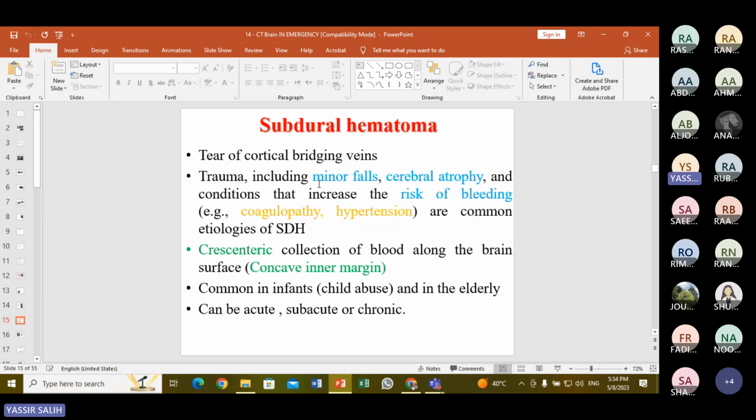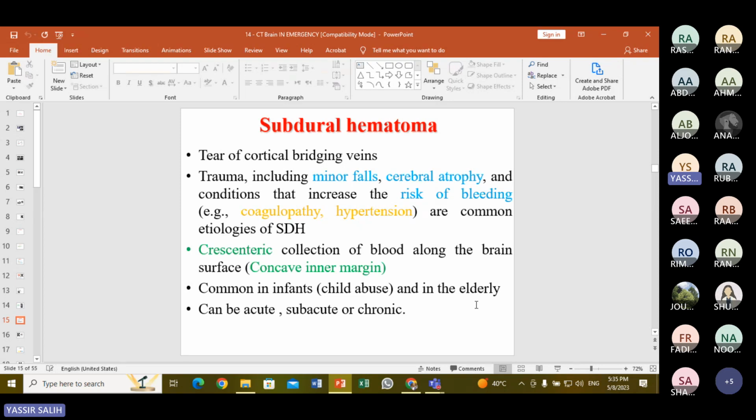The shape of subdural hematoma is crescentic, unlike the biconvex one. This is crescentic in shape, and the inner margin is concave, not convex. As we said, it is also common in child abuse, which is non-accidental injury. A child who is abused or tortured can develop this subdural hematoma. So when we suspect child abuse, you can do CT to exclude subdural hematoma.